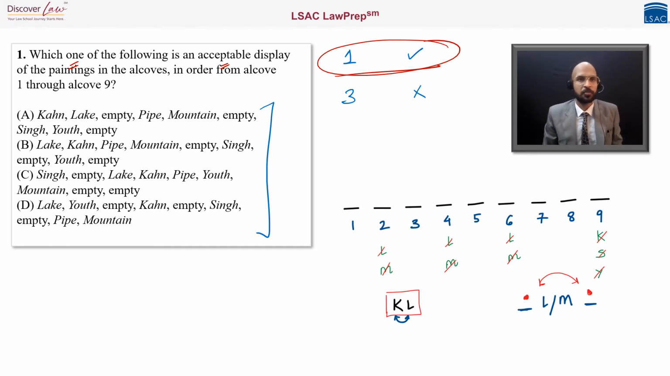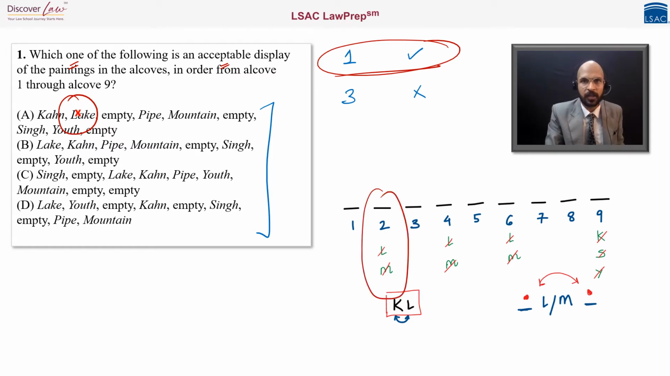Let us start with option A. Look at the second character. It says lake, and you know that the second position cannot be lake. Therefore, A is not the answer. Let us now look at option B. Here, look at the 4th position, M. M is not supposed to be in the 4th position. Therefore, B is also not the answer.